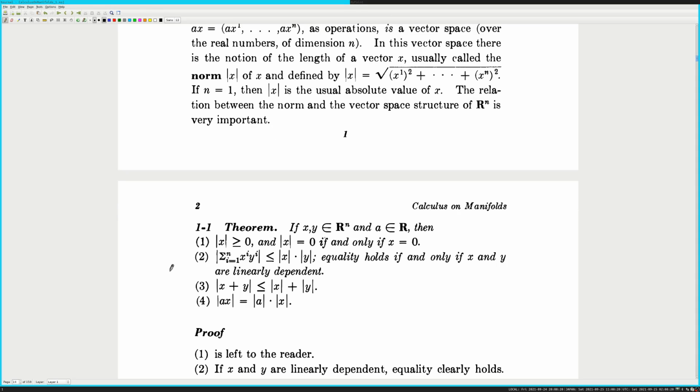Theorem 1.1. If x and y are in Rn and a is in R, then the absolute value of x is greater than or equal to 0, and abs x is equal to 0 if and only if x is equal to 0. Okay, yeah, because it's a sum of squares, so you're going to get a square root of a sum of things that are greater than or equal to 0. That makes sense. And the only way that is 0 is if everything is 0.